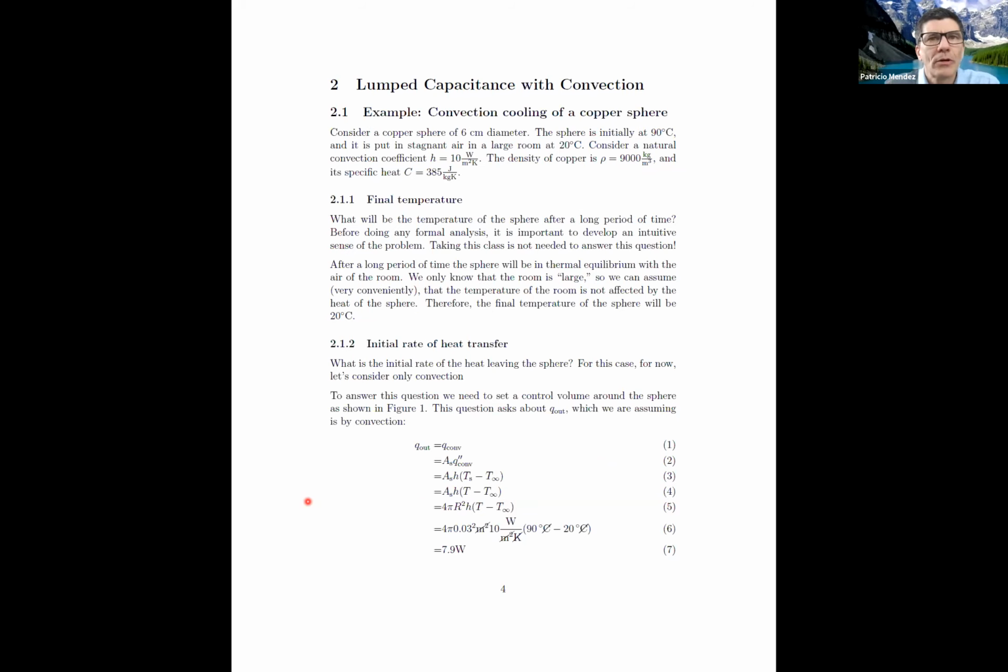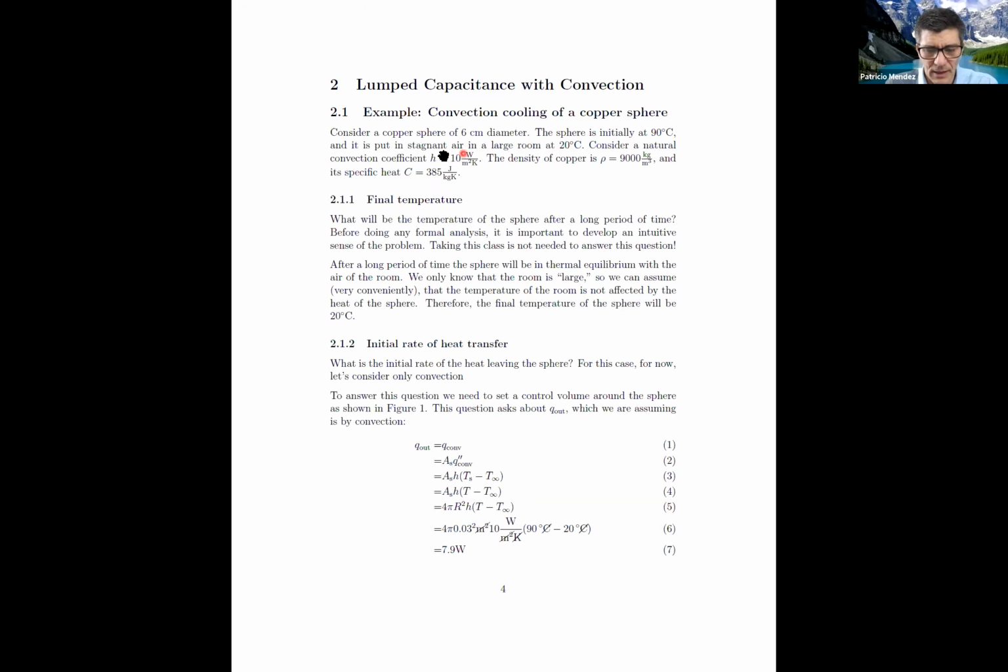And I'm putting some numbers here. I'm assuming a sphere made out of copper, 6 centimeters in diameter, and that the sphere is initially at 90 degrees C, so it's fairly hot. It is similar to the problem we did in the first seminar last Monday, a week ago. And this is put in stagnant air in a room at 20 degrees C. That means there is no forced air. Therefore, we'll be talking about the mechanism of natural convection and not forced convection.